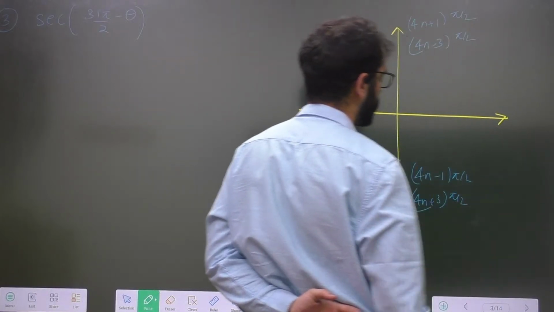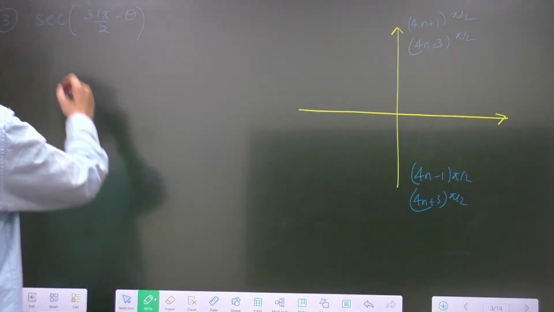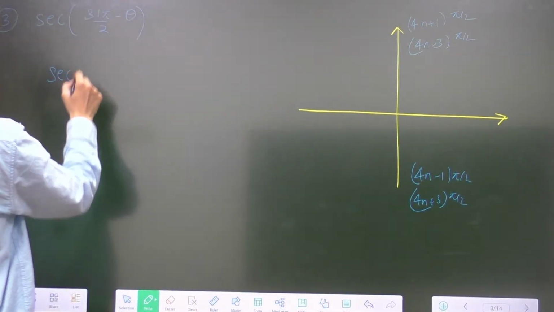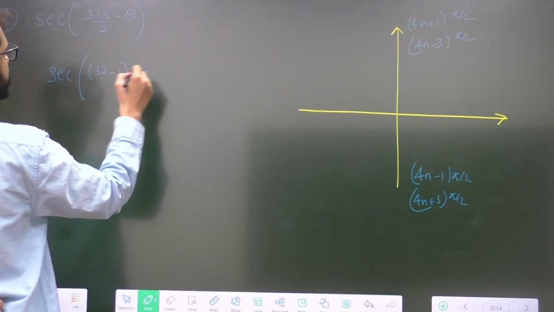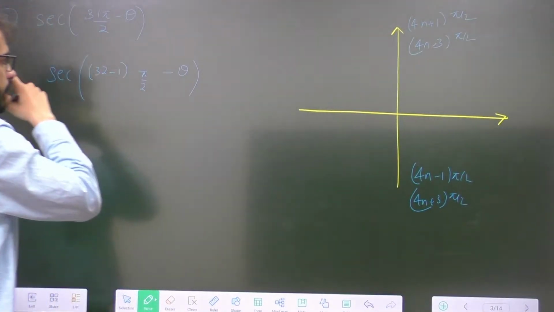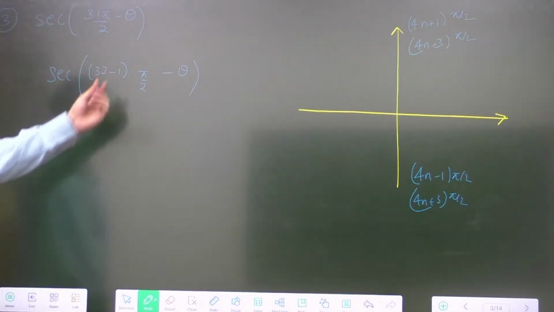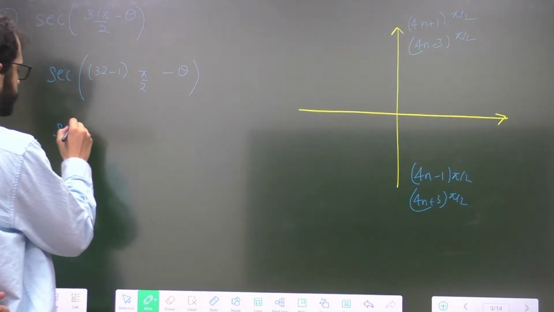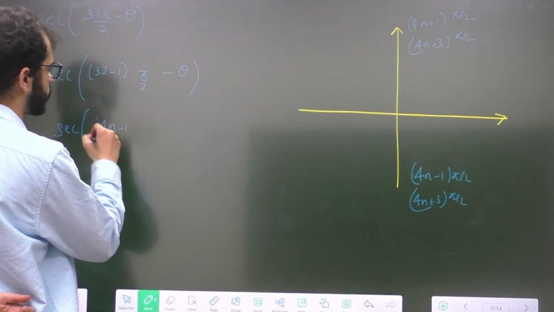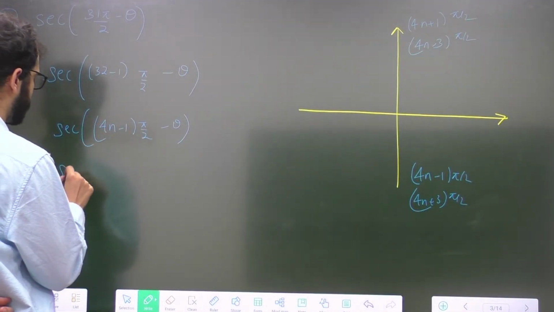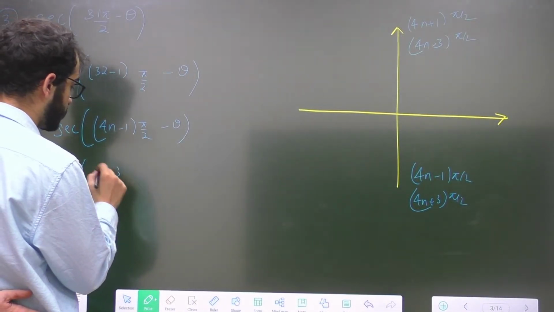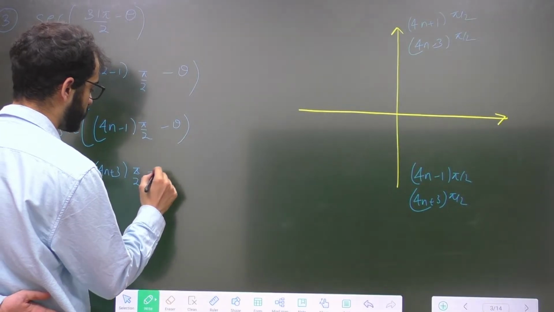Now, if I have to solve for this, I am going to say sec 31 pi by 2 can be written as 32 minus 1 pi by 2 minus theta. So since I have 32 minus 1, this can be written as sec of 4n minus 1 pi by 2 minus theta. 4n minus 1 can also be written as 4n plus 3 pi by 2 minus theta.